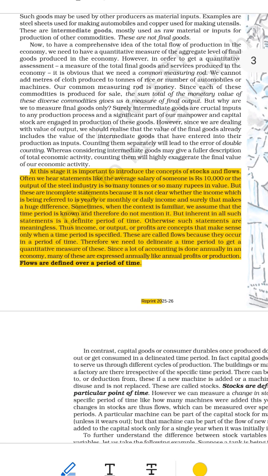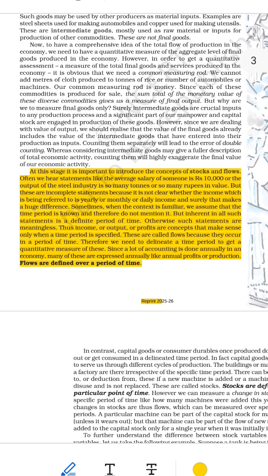But these are incomplete statements because it is not clear whether the income being referred to is yearly or monthly or daily income. We must always mention the time period. Rs 10,000 per what? Per day? Per year? Without time, the sentence is meaningless. Sometimes, when the context is familiar, we assume that the time period is known and therefore do not mention it. If everyone knows it's monthly salary, we don't say it. But technically, we should always say the time period.